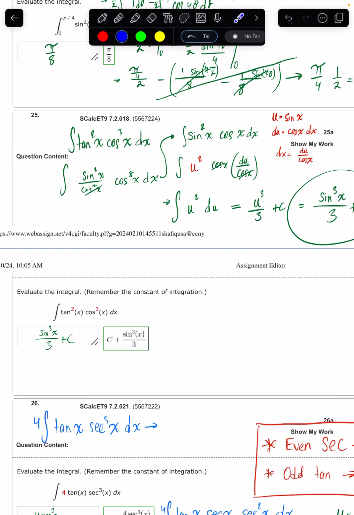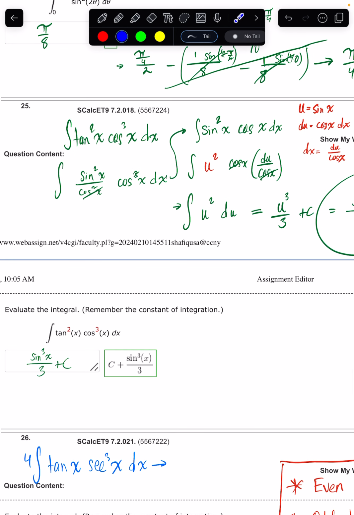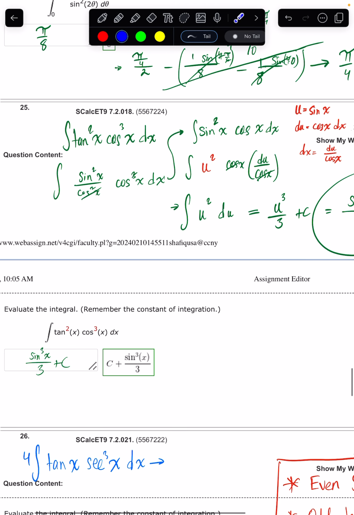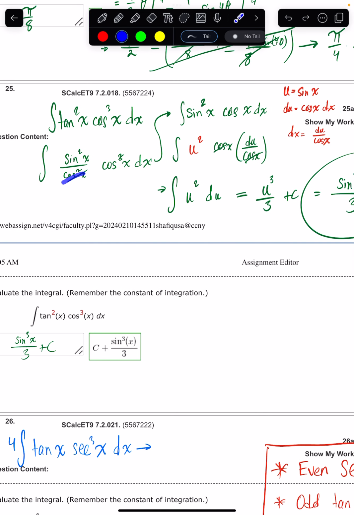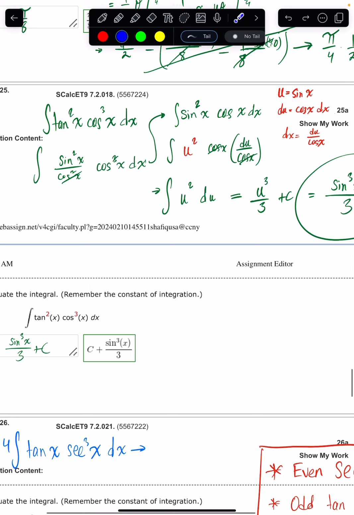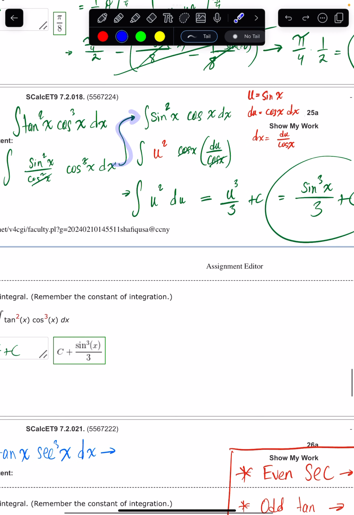Oh, yeah, this is relatively easy. We know tan is equal to sine over cosine, right? So since it's tan squared, we can substitute that in for sine squared x over cosine squared x. After doing that, there's cosine squared here and cosine cubed here, so the square should cancel out, and you should be left with just sine squared x times cosine x.